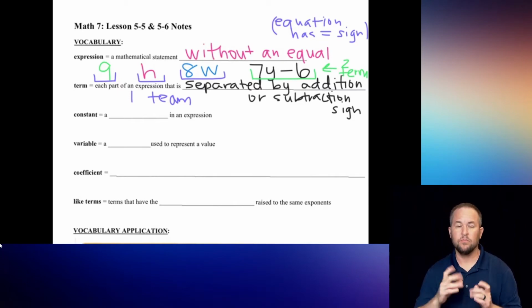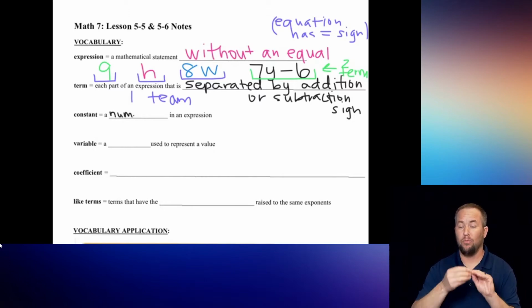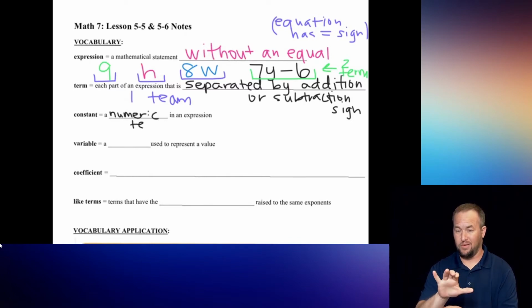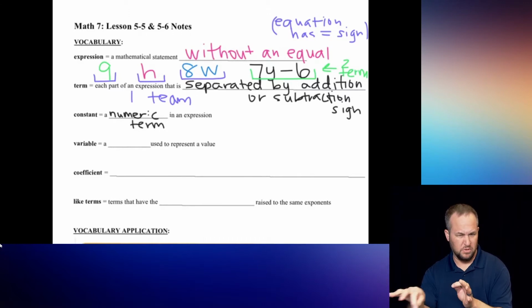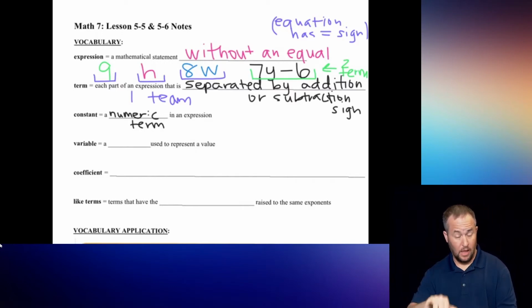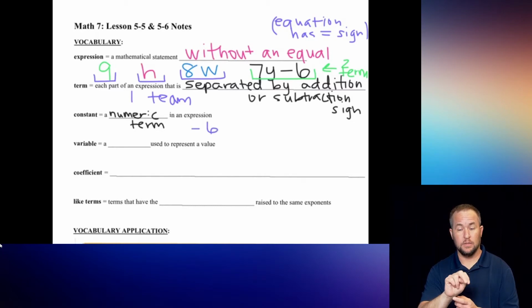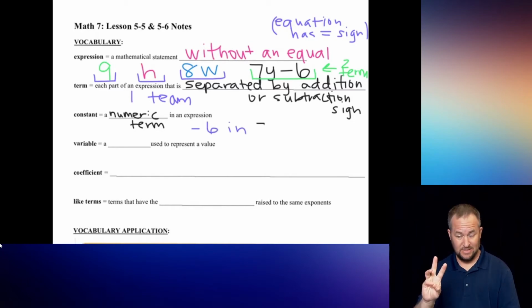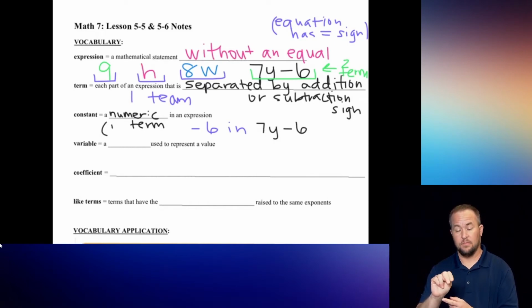Okay, moving right along on our notes, we are now going to look at a constant. So a constant is a numeric term in an expression. So for instance, we're going to continue looking at that expression, 7y minus 6. The constant is the negative 6 in that expression. So a constant is, in a sense, just the number all by itself.